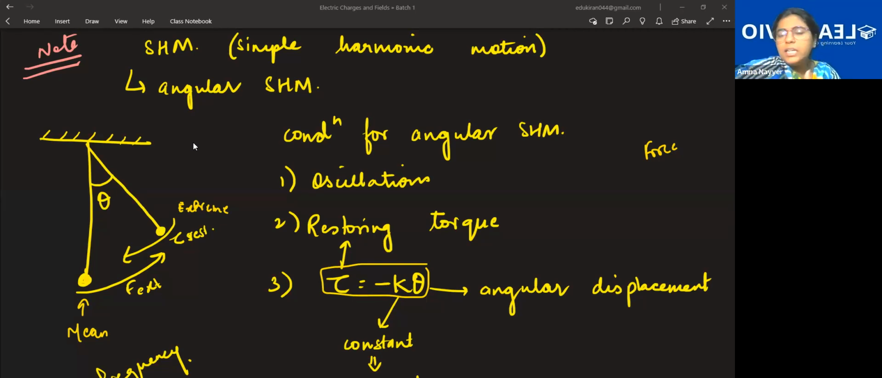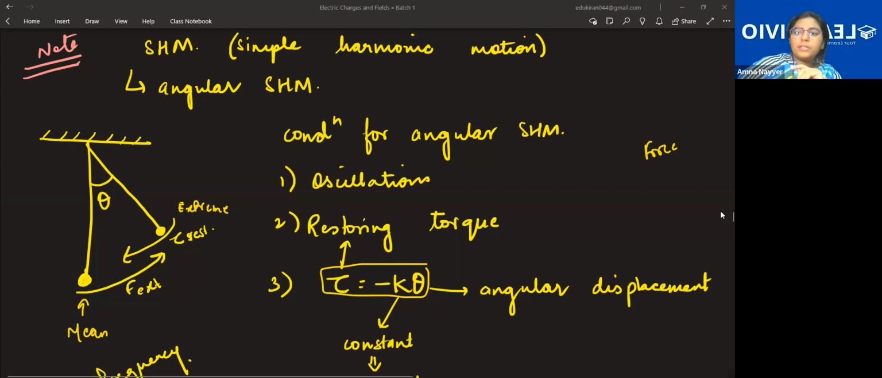When you have the linear SHM, we have the condition that F is equal to minus Kx. But when we're talking about the angular SHM, we write the condition as torque is equal to minus K theta. Torque is the restoring torque, K is the constant, theta is the angular displacement. And the minus sign just shows that the body is returning to its mean position. The direction of the restoring force or restoring torque is always towards the mean position. That is the condition, and oscillation should be executed.